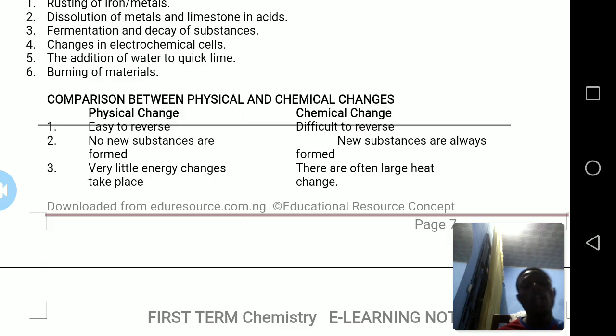Number three, very little energy changes take place in physical change. Number four, there are often large heat changes in chemical change.